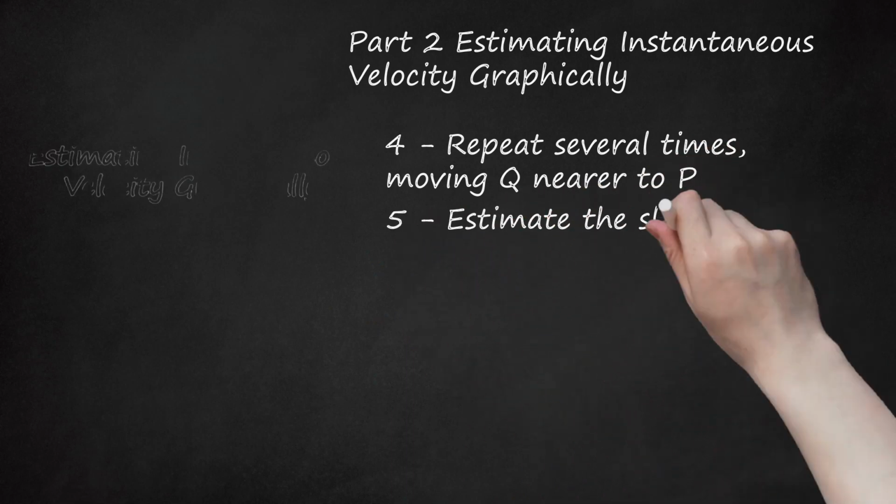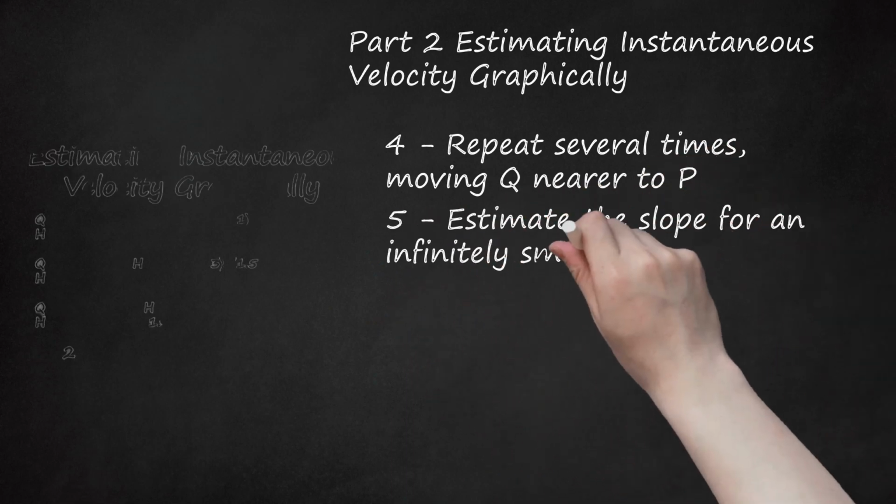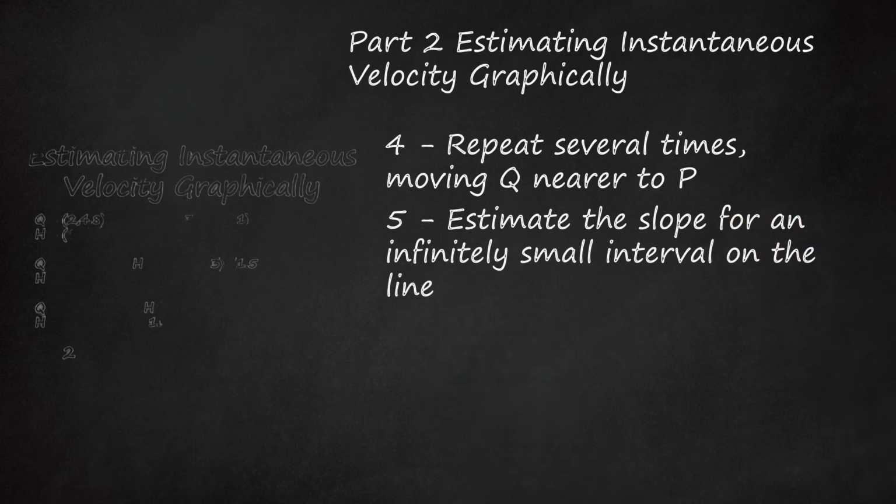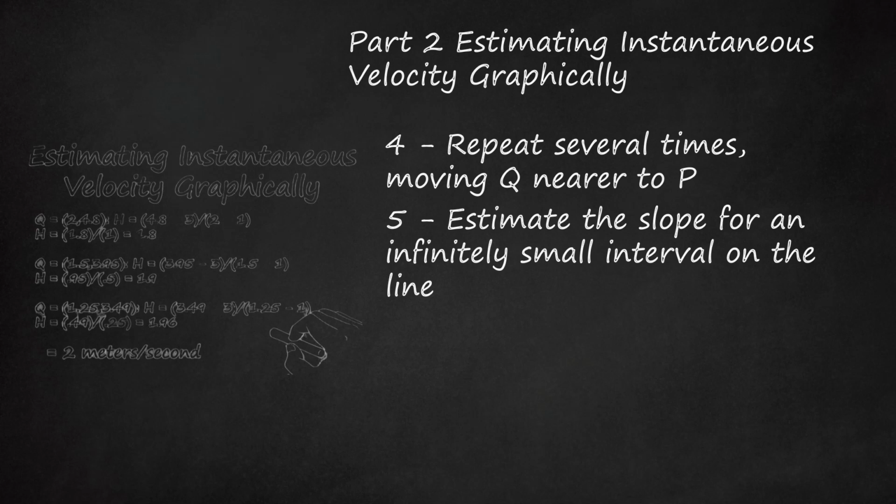5. Estimate the slope for an infinitely small interval on the line. As Q gets closer and closer to P, h will get closer and closer to the slope at point P. Eventually, at an infinitely small interval, h will equal the slope at P. Because we aren't able to measure or calculate an infinitely small interval, we just estimate the slope at P once it's clear from the points we've tried.